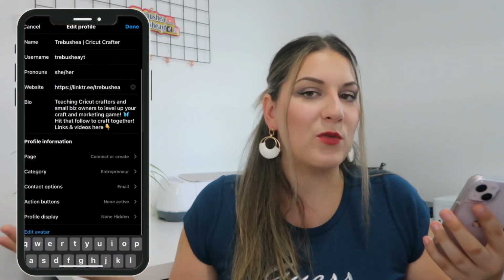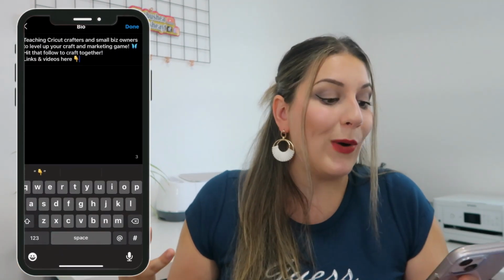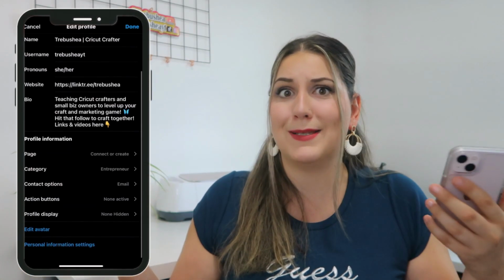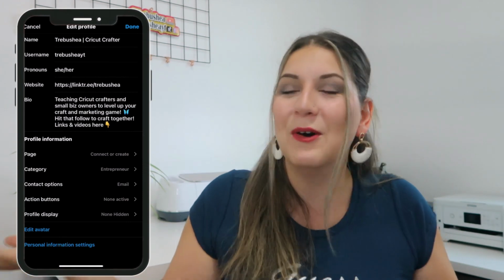Another important piece in line 1 is solving a problem. So whether it's people don't know how to start a Cricut business, or for you, maybe it's people don't have cute clothing. So maybe you can offer that to them. Some cute graphic tees, maybe you make something unique. Let them know if you can solve one of their problems, what you can teach them, what you can offer them in that first line.